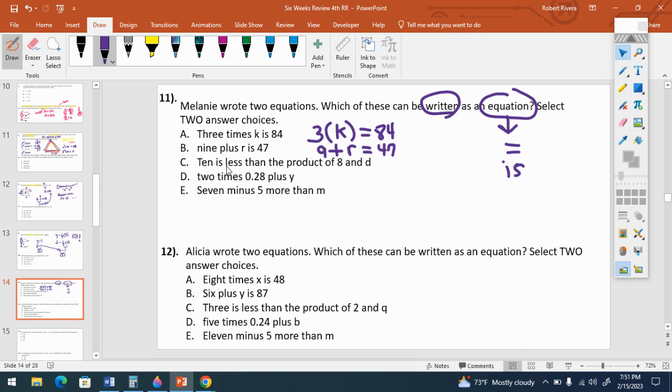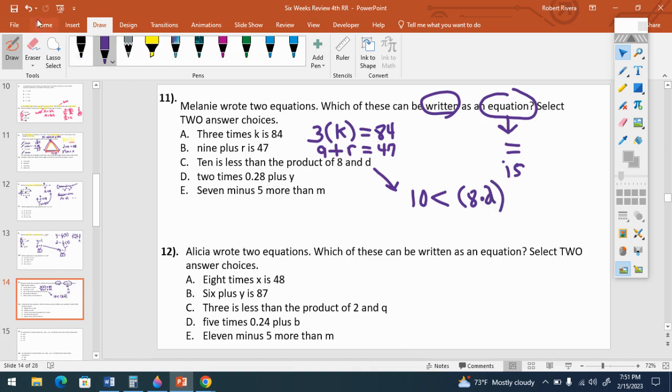The next one, this is a tricky one. So pay attention to what I'm going to tell you right now. 10, you see the word is, but it says 10 is less than. So this is really an inequality. Okay, we haven't learned that, but I'm just telling you. So it's going to be 10. You see the word is, you might think is equal, but because it says is less than, it's really an inequality. Is less than the product means times, so it's going to be 8 times d. So I can put this in parentheses, 8 times d.